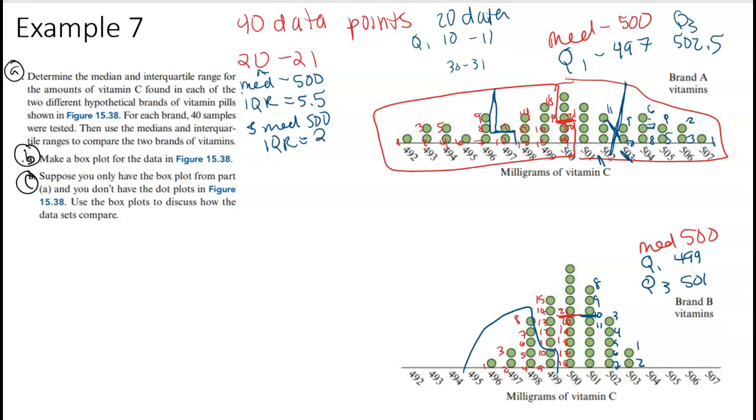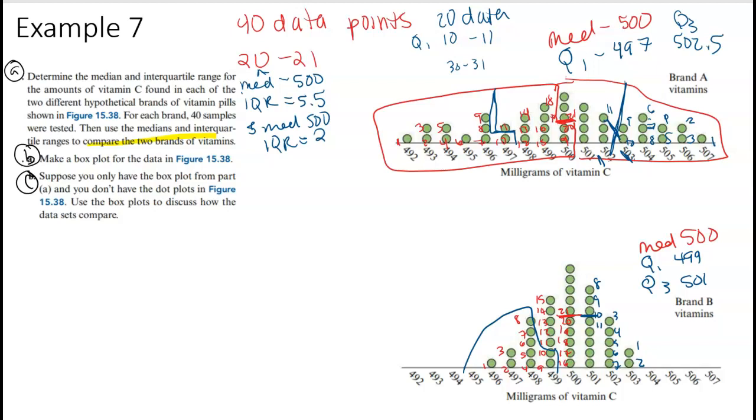So you can see that it says use those two to compare. They have the same median, but I can see that the data is more spread out in A than it is for B, which means the milligrams of vitamin C is way more variable in A than B.